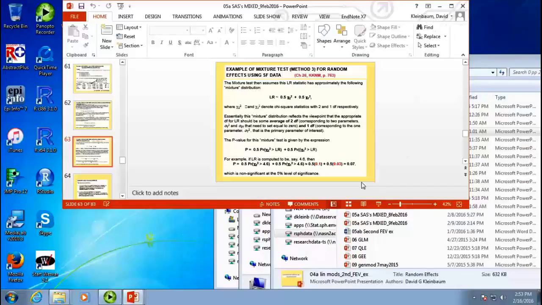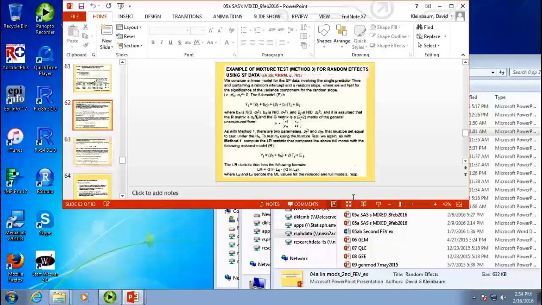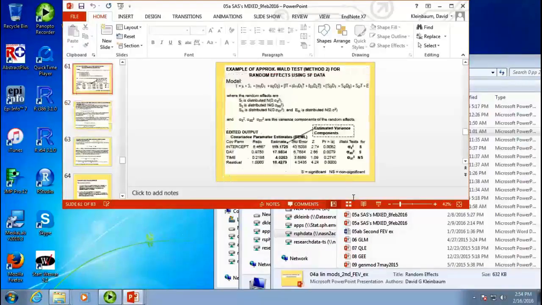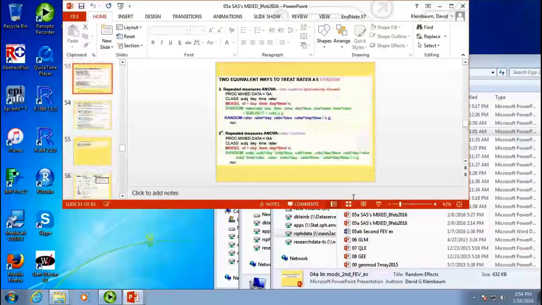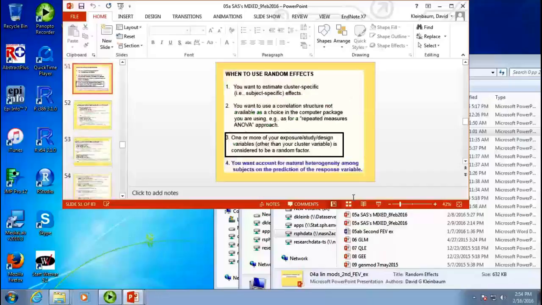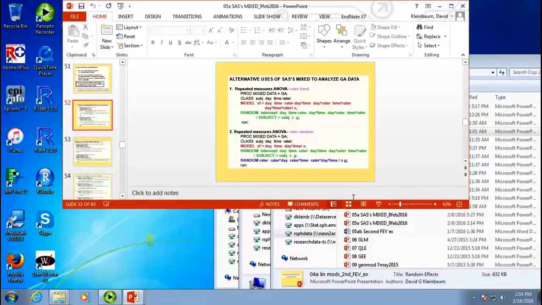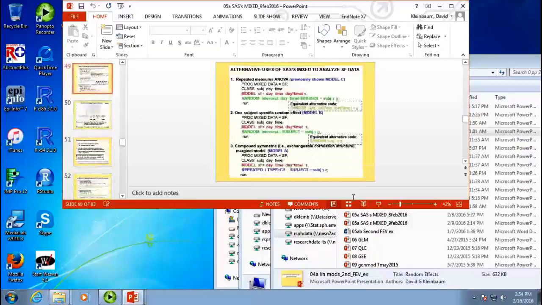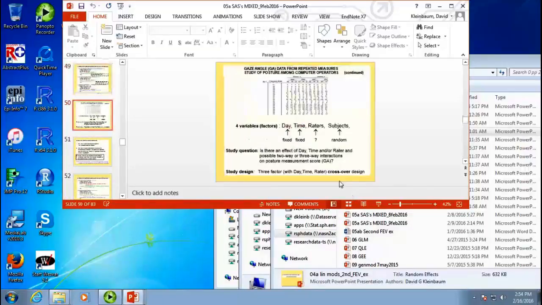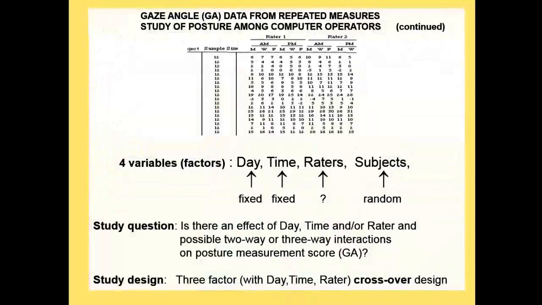So in any case, there are three ways to test for random effects. Okay. Now, I can give you an example of the mixture test by doing the following. I'm going to go back to one of the examples that I haven't really started talking about. I started mentioning it, the gaze angle data set. Let's see, where was it? Oh yeah, here's the gaze angle data set. Okay, now bear with me.